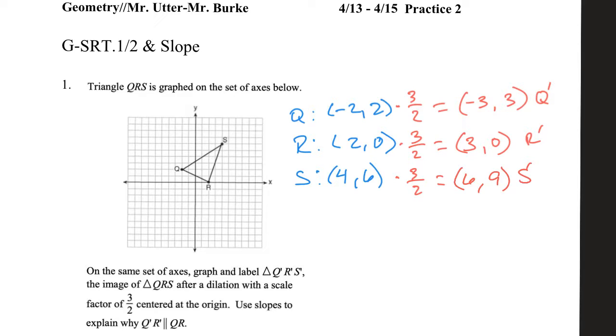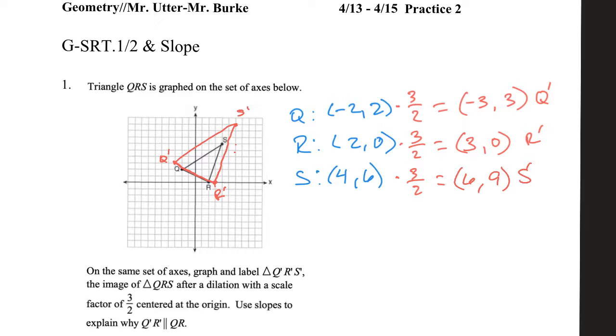All right, so now we have our coordinates, so all we're going to do is plot these. We have -3, 3, and this is Q prime. R is at 3, 0. This is R prime. And then S is at 6, 9. This is S prime. Pardon the drawing, probably a little crappy, but that's all right. You get the gist. And now we can answer our question.